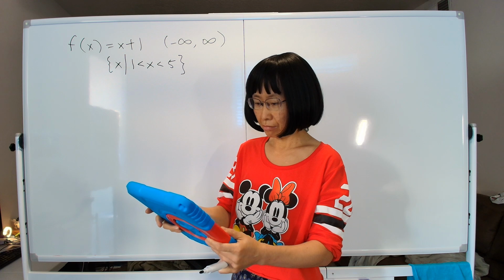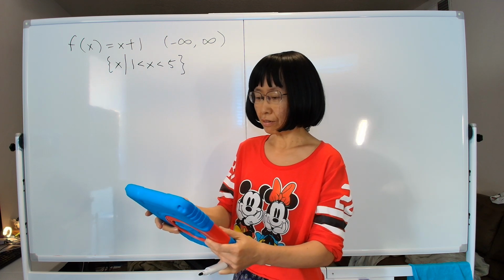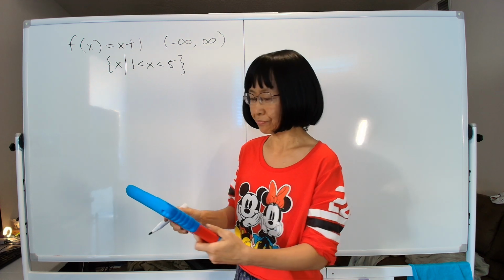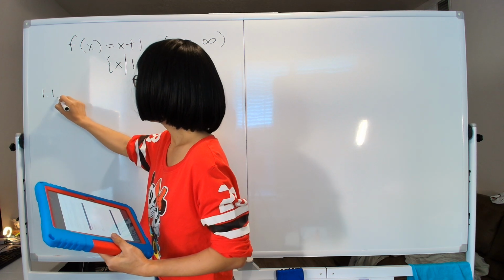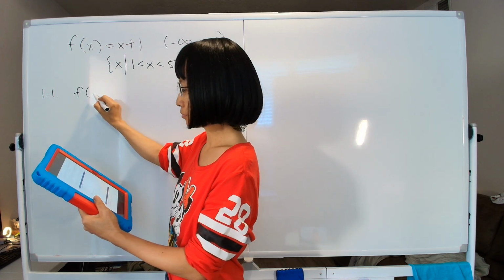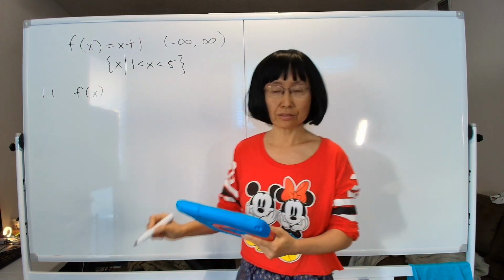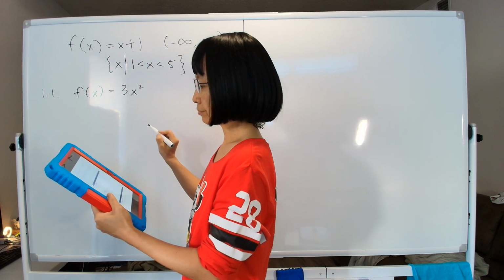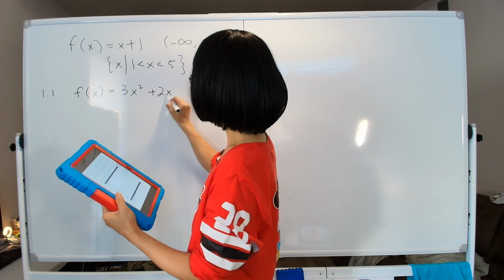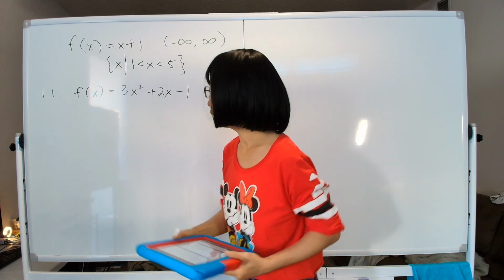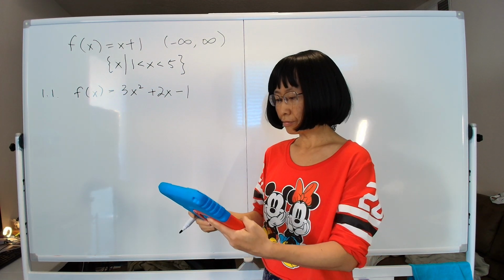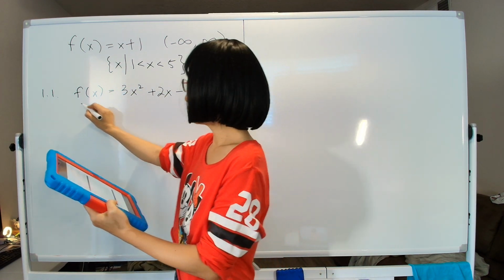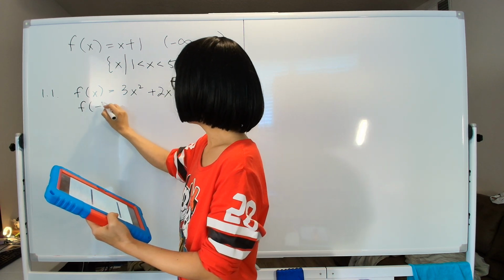So next, as an example of the function for the review, let's look at a quick and easy example, example 1.1, which just says f of x equals 3x squared plus 2x and then minus 1. And then we're supposed to calculate f of minus 2.